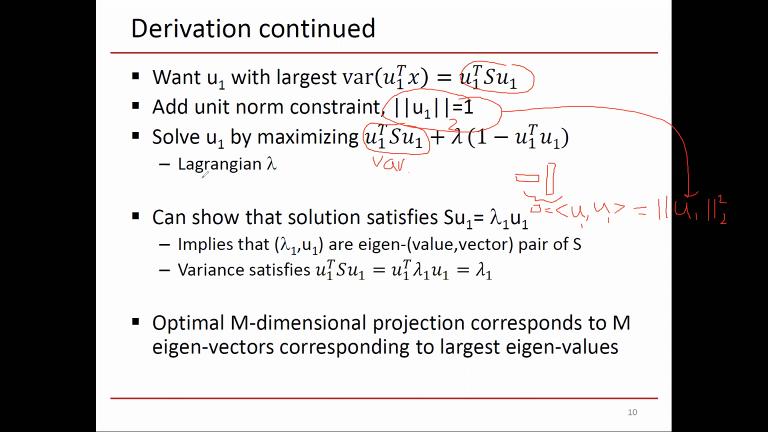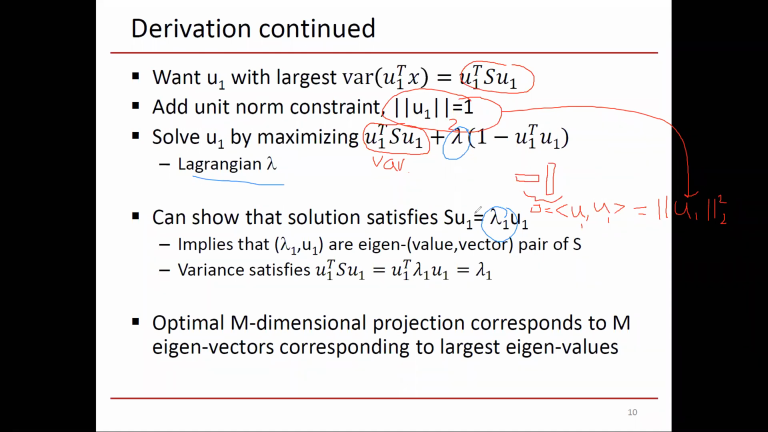And now look at this Lagrangian parameter lambda. If lambda is large, it'll force 1 minus the squared L2 norm to be small, meaning that the squared L2 norm will be close to 1. So we push the Lagrangian to be rather large, and that forces U1 to have the appropriate L2 norm. And then the maximal variance U1 pops out. Now, it can be shown that a solution of this maximization satisfies S multiplied by U1 is equal to lambda 1 times U1, where lambda 1 is an eigenvalue of the covariance matrix S. Additionally, U1 is an eigenvector of the covariance matrix S.